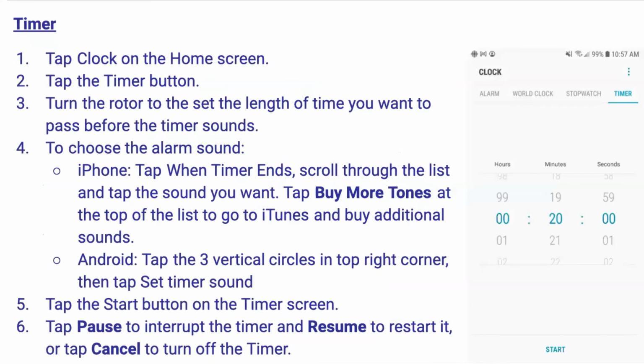So it also gives you a timer option. It seems similar to the alarm, but on this one, to choose the alarm sound, on an iPhone, you tap when the timer ends, scroll through the list that is available to you, and then click on the sound that you want. You can also buy more tones if you don't like the ones that are already installed in the phone. And then on an Android, you would tap the three vertical circles in the top right corner and then tap set timer sound. So you can create different sounds for this.